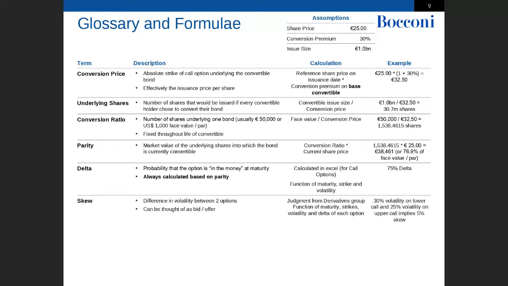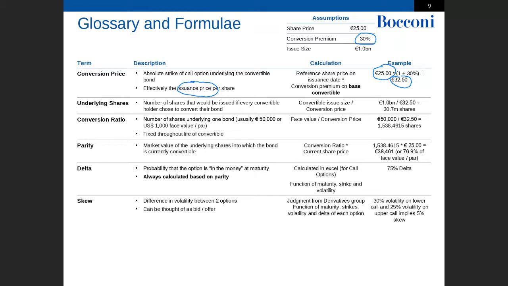Those are the glossary terms that I want you to learn, especially the first four, that are relevant in order to understand how the convertible works. You have here the price of the shares, and you have the premium. So the premium gets applied to the share price at inception, and you get the conversion price. So it is the price where the shares are issued. Okay?